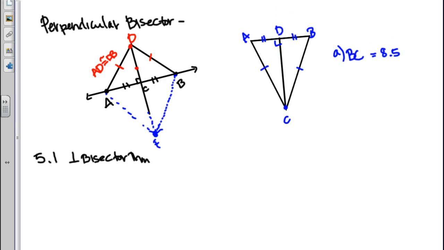So let me just point that out again. I have side, angle, side congruence. So AD is congruent to BD. This angle ADC is congruent to angle BDC because they're both right angles, and DC is congruent to itself. So that would be side, angle, side. Awesome.